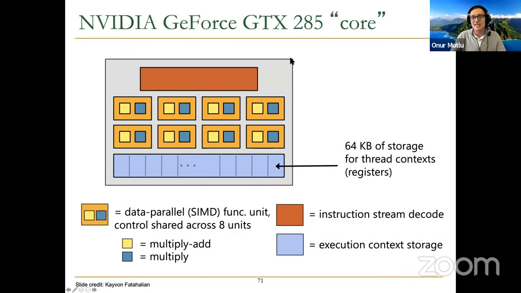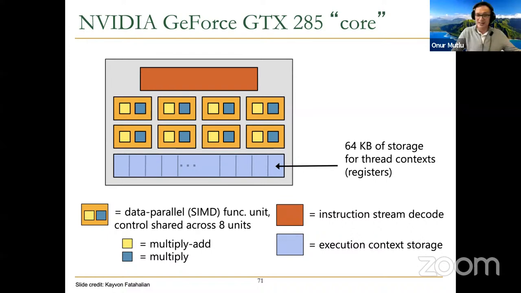But basically, it's an older GPU core, if you will. You can see that there are data parallel functional units, SIMD, we're going to see also, single instruction, multiple data, and control. But there's instruction stream decode and execution context storage. There are 64 kilobytes of storage for thread context. So you can actually execute many thread contexts within a GPU. So many threads exist, and you can have different threads in the pipeline of a GPU. If the pipeline is, let's say, 8 cycles, you can have 8 threads in the pipeline of a GPU.